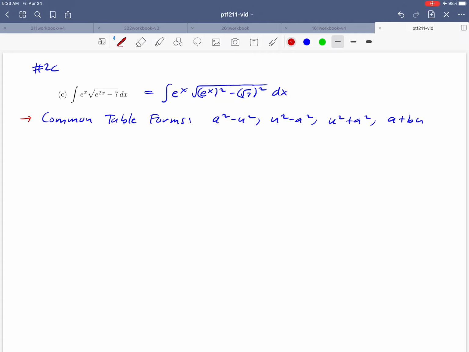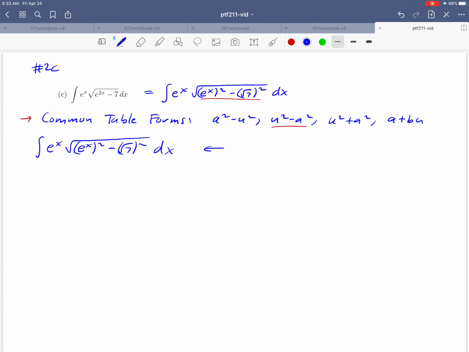I would say probably number 2, because u represents a variable and a represents a constant. Looking at what's under the square root, that appears to match u squared minus a squared fairly well. And the way that we rewrote our integral also suggests a possible u substitution. Let's get started down here. We'll rewrite the integral that we were given in the form that we rewrote it.